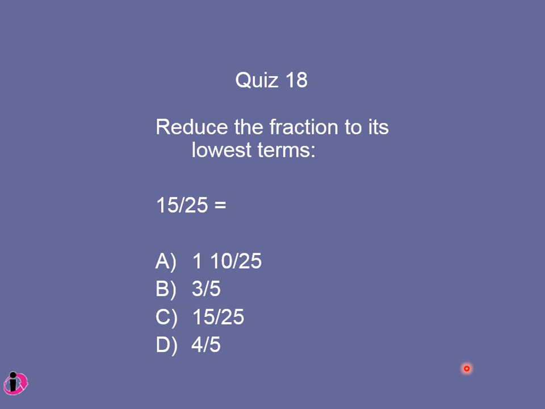Three over 5? Everybody got the same answer? If I do this, 15 over 25, how do I write the prime factors? Fifteen is 5 times 3 times 1. 25 is 5 times 5 times 1. Then I cancel out the 5s. I'll be left with 3 over 5, right? That's how the right answer is B, which is 3 over 5.